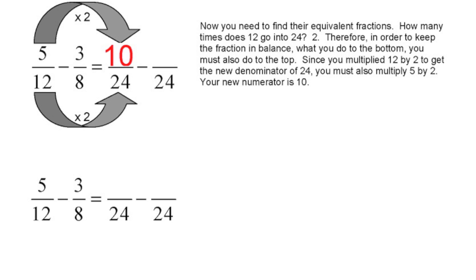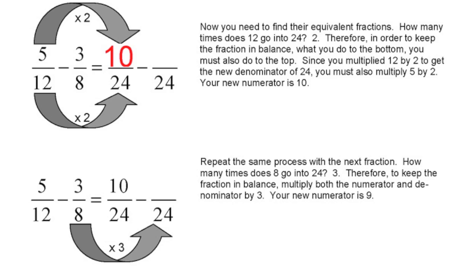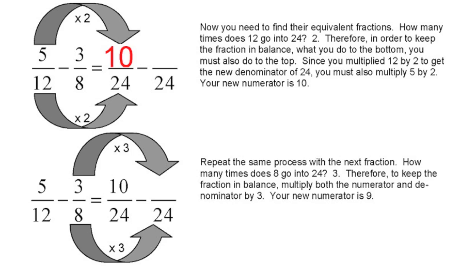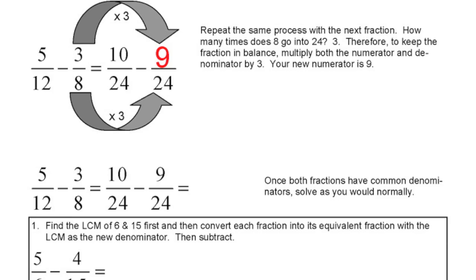So I'm going to go ahead and move on down. I'm going to repeat this exact same process with the next fraction. How many times does 8 go into 24? Well, 3 times. 8 times 3 is 24. So I'm going to do 3 times 3 as well. What is 3 times 3? 9. So now instead of having 5/12 minus 3/8, I am now subtracting their equivalent fractions of 10 24ths minus 9 24ths. Once the fractions have common denominators, solve as you would normally. So 10 minus 9 makes 1. So my final answer is 1/24.